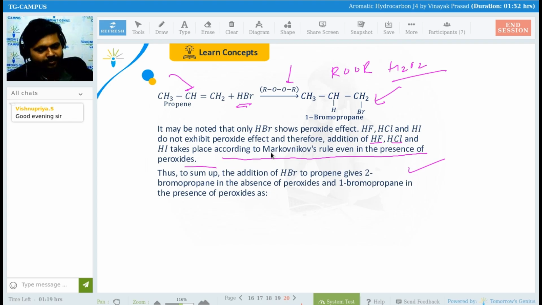Till now, you have to learn only the Markovnikov rule and anti-Markovnikov rule. Kharasch effect or peroxide effect, all are the same, right? Even in the presence of peroxides, HCl, HI, HF will not show the anti-Markovnikov rule. But for HBr in the presence of what? Peroxide, the anti-Markovnikov rule will be applied. Is it okay? Any doubt to anyone? Anil Dev? Any doubt?